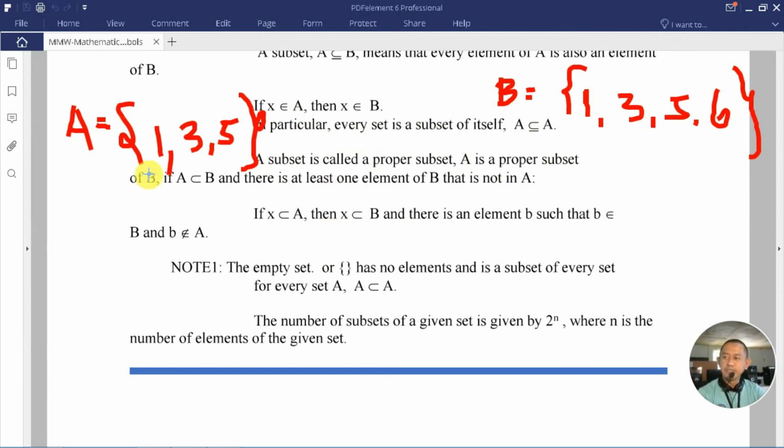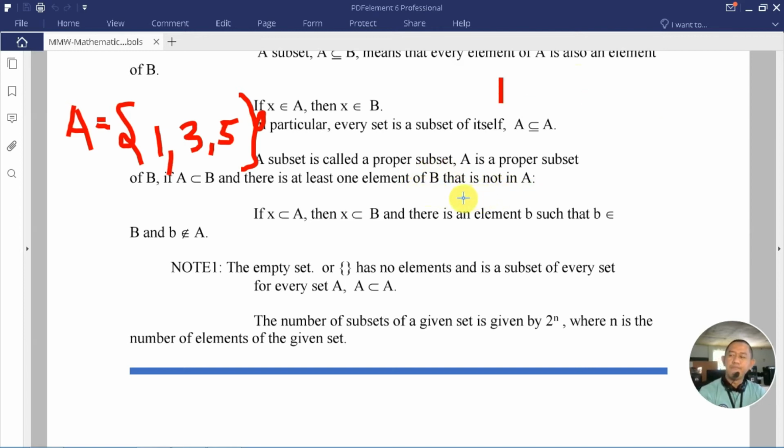But for a proper subset, meaning there is an element in B that is not in A, we can say that it is a proper subset. So the difference is that for a proper subset, there is an element in B that is not in A. That's a proper subset.